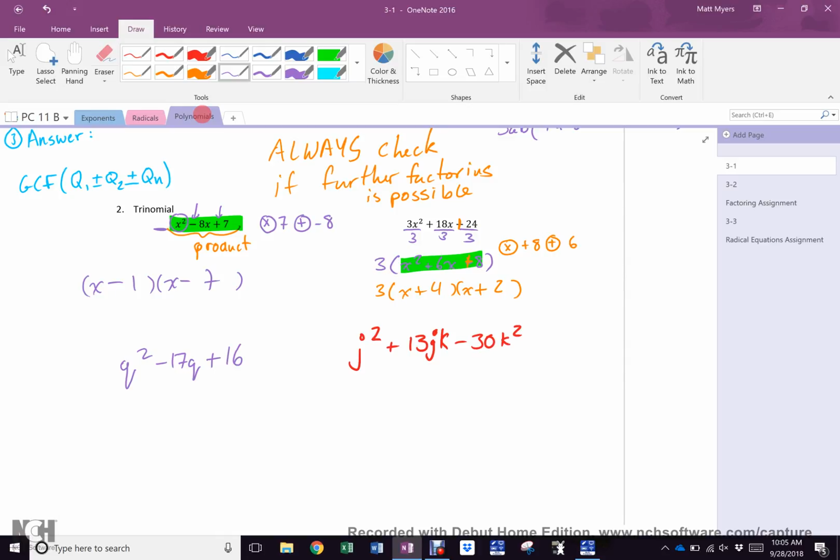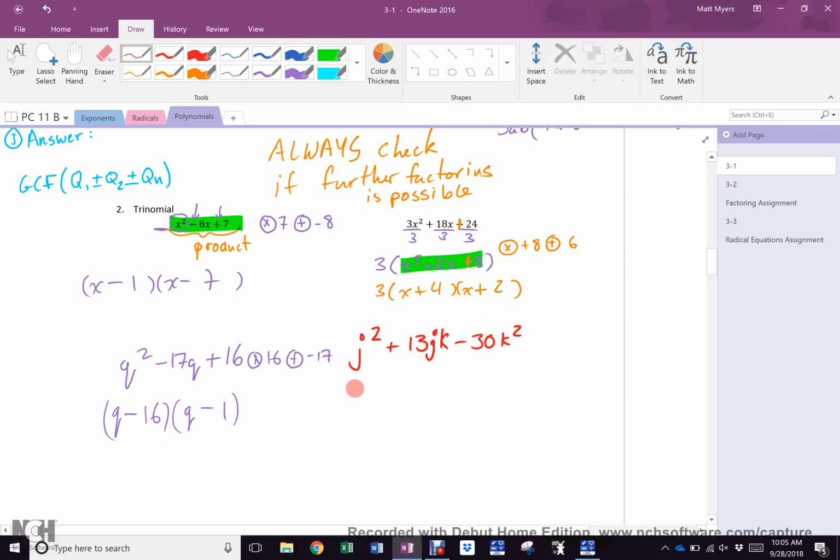All right. What's the first one? If it's going to break down, it's Q and Q. That's positive, that's negative. So what are the signs? Negative and negative. And I need to multiply to 16 and add to negative 17. What are they? 16 and 1. Done.